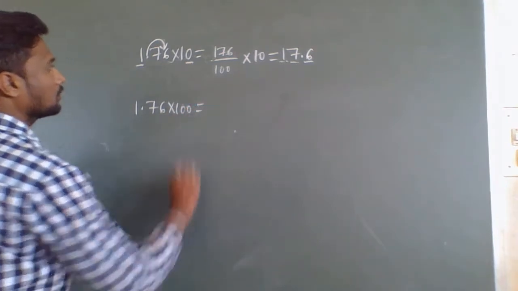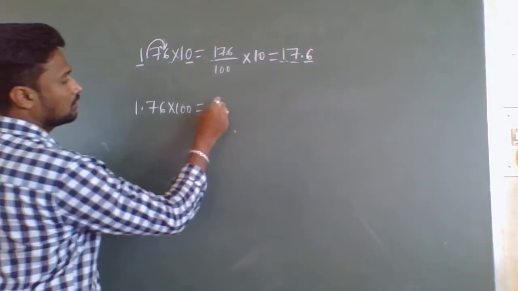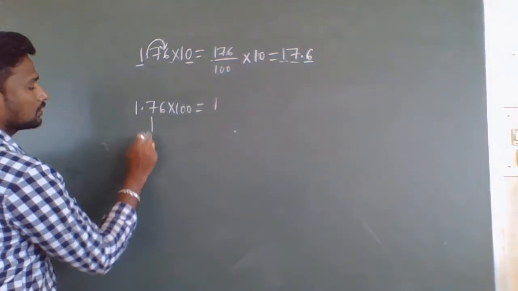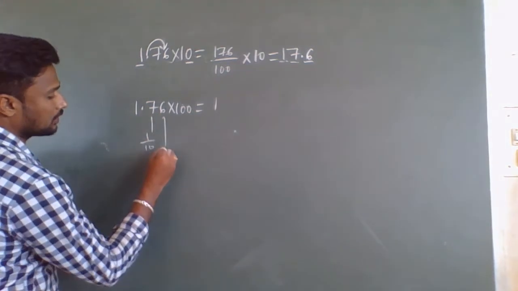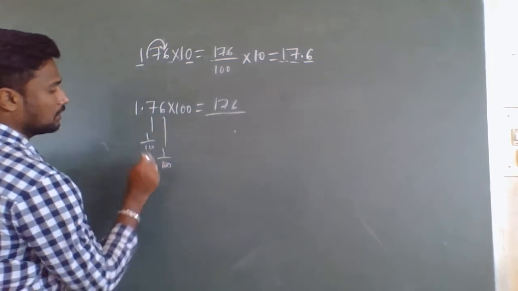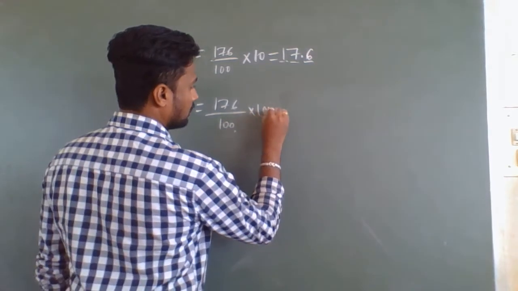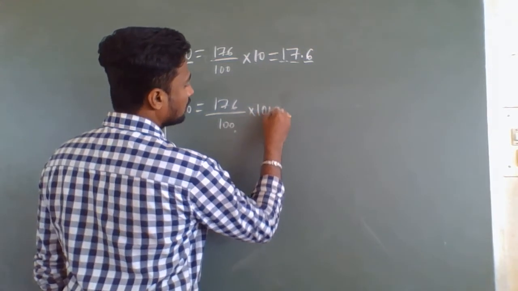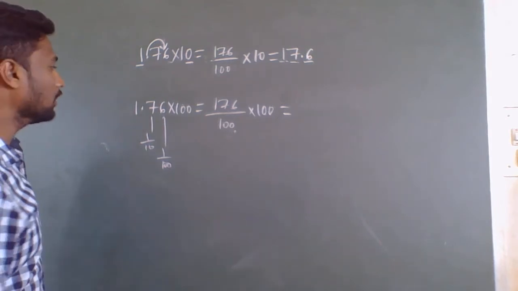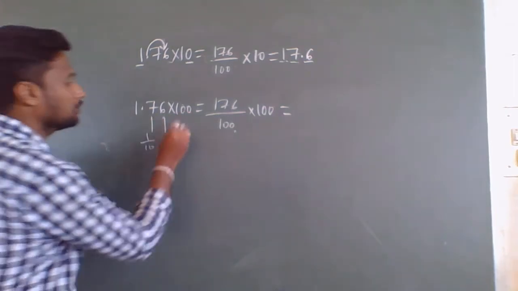Okay, this is equal to, how to write it? 1.76 in fractional form. As you know, this 7 is at the position 1 by 10, and 6 is at the position 1 by 100. So you can write it as 176 divided by 100, again multiplied by 100, as given here. Now you can see in 100 how many zeros are there?